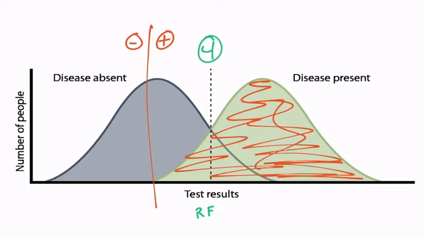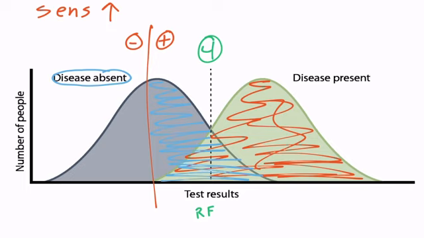So what will happen to our sensitivity? It will go up. Keep in mind, however, that by moving the cutoff lower, more of our disease-free patients actually tested positive. That's this group here. That means our true negative rate went down, which means our specificity went down.